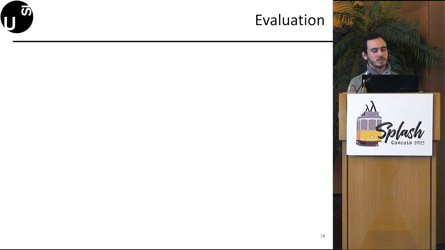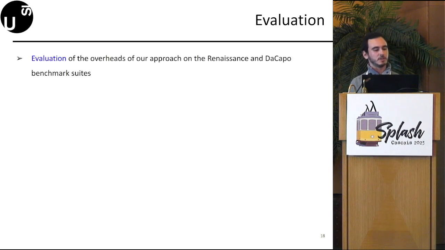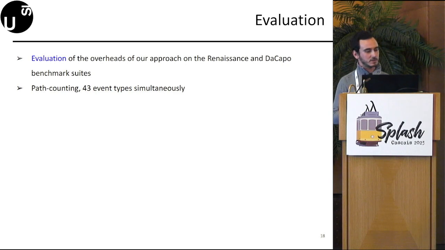Before concluding, I would like to briefly present the evaluation of the overheads of our approach on the Renaissance and the Dacapo benchmark suites. In particular, due to a matter of time, we report only the geometric means across all the benchmarks of all the suites for the path counting strategy when profiling 43 event types simultaneously.